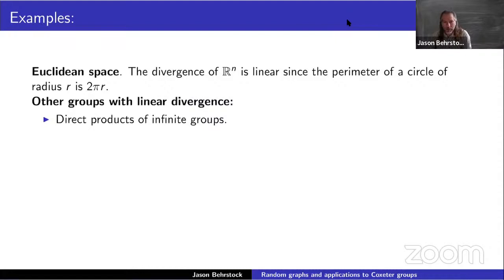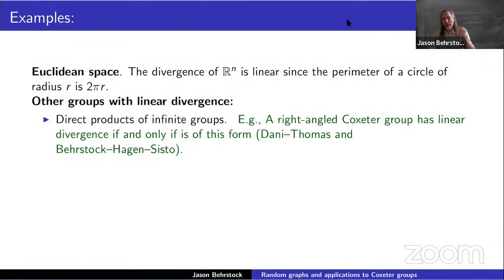The first guess is maybe that's the only type of linear divergence. That's not true in general, but there's a whole family of theorems where you say, if I restrict to this particular class of groups, the only ones with linear divergence are direct products. There's a theorem of Dani and Thomas, combined with a theorem that I proved with Hagen and Sisto, that shows that right-angled Coxeter groups, which we'll talk about a little later, have linear divergence if and only if they're direct products. So that's one family of things with linear divergence.